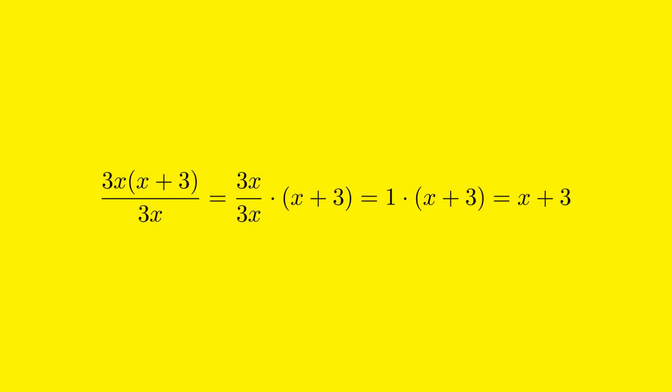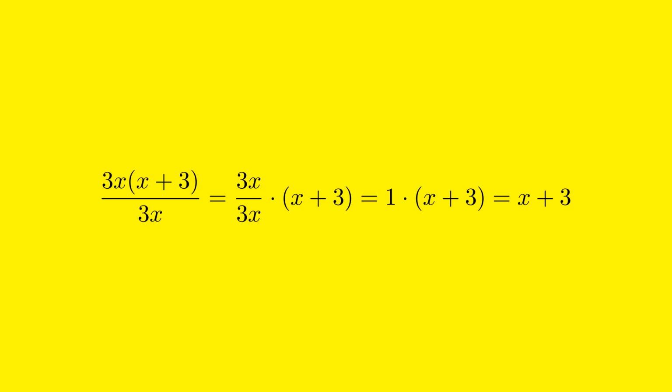Now let's move on to step 2 of solving the problem of reducing the rational expression 3x squared plus 9x divided by 3x to its lowest terms. Having factored the numerator, our expression now looks like this: 3x times the quantity x plus 3 divided by 3x. In step 2, we need to recognize that we have a common factor in both the numerator and the denominator, which is 3x. To simplify the expression, we divide both the numerator and the denominator by this common factor, 3x.